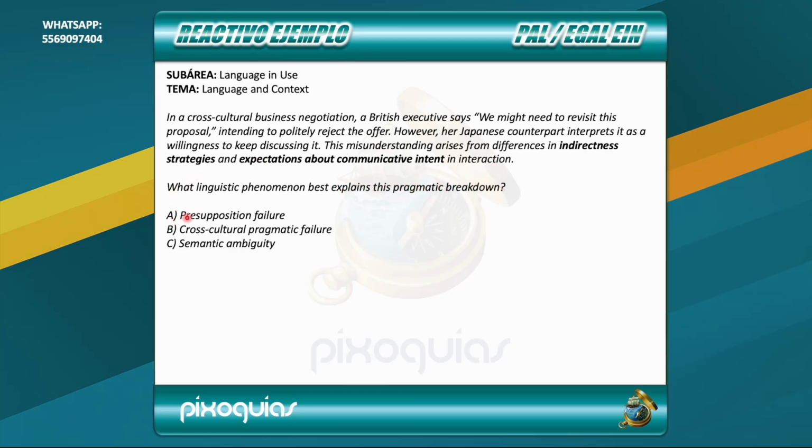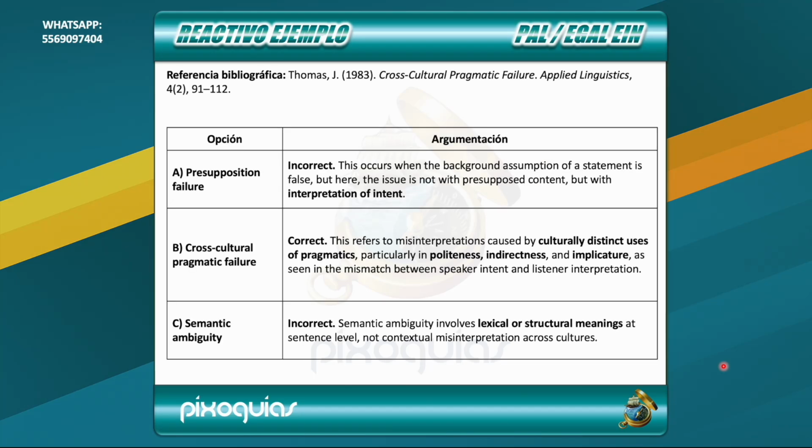A. Presuppositional failure, B. Cross-cultural pragmatic failure, or C. Semantic ambiguity. The correct answer is B. Cross-cultural pragmatic failure. Why? Because this refers to misinterpretations caused by culturally distinct uses of pragmatics, particularly in politeness, indirectness, and implicature, as seen in the mismatch between speaker intent and listener interpretation.